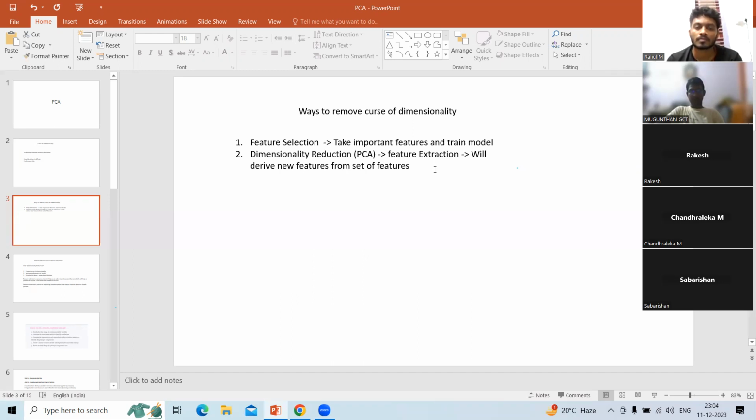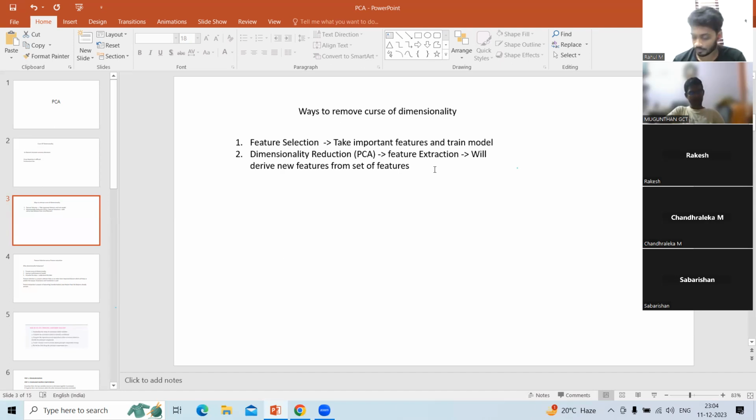Yeah. So now we have to reduce the dimensions. For that, we have two methods. One is feature selection. Feature selection means we will take only the important features which are required for our analysis. For example, again, house prediction. We want the size of the house and the number of washrooms we have or the garden which is available. Those are important features. And we will not consider the fireplace at all.